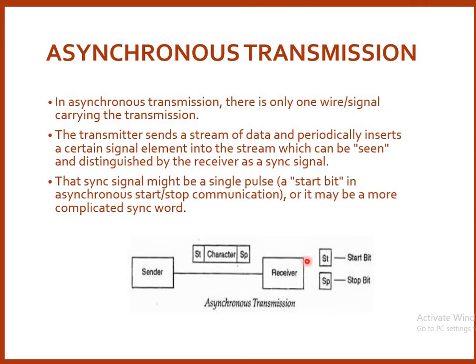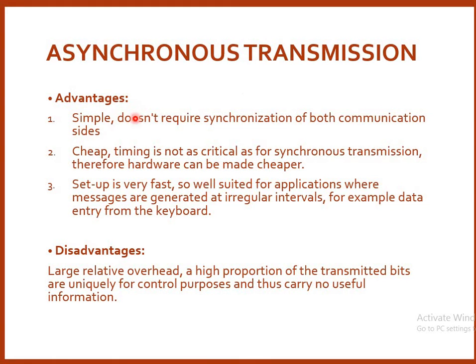So here is your transmitter and the receiver. Now here there is no synchronization between the transmitter and the receiver, but when we are transferring a stream of data, along with that data we are sending one start bit and a stop bit. So this is a representation of asynchronous transmission, its advantages and disadvantages.